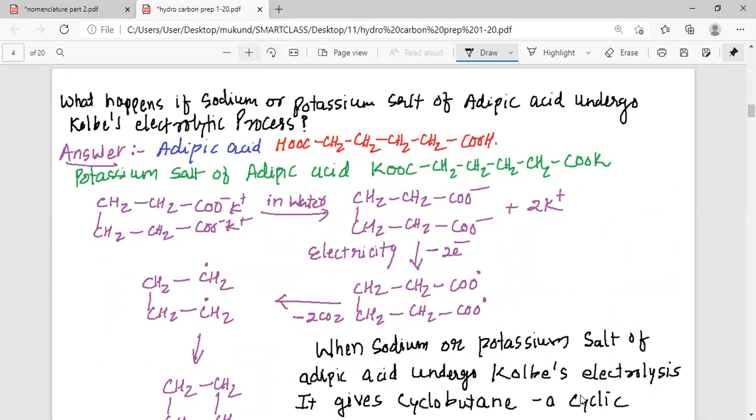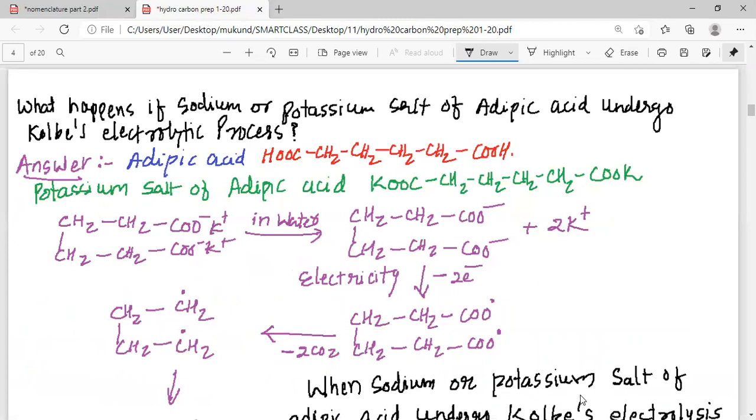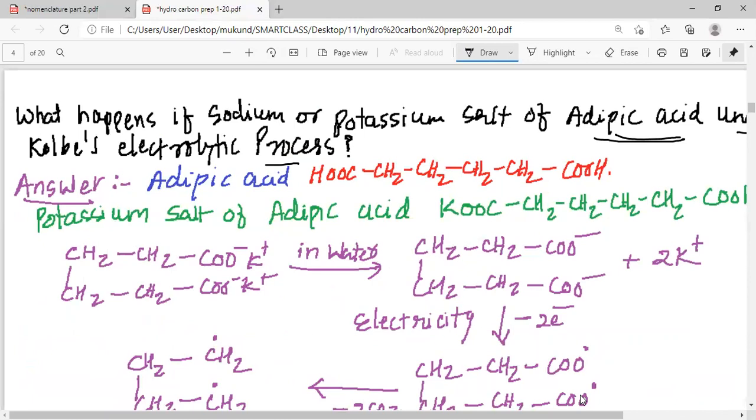Now, my dear students, we have the next question. What happens if sodium or potassium salt of adipic acid undergoes the Kolbe's electrolytic process? So now let us understand this. What happens if the sodium or potassium salt of adipic acid undergoes the Kolbe's electrolytic process?